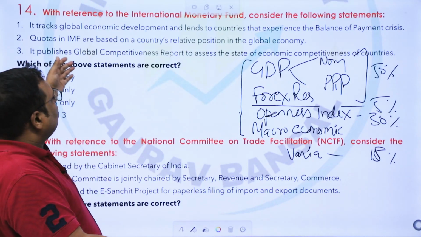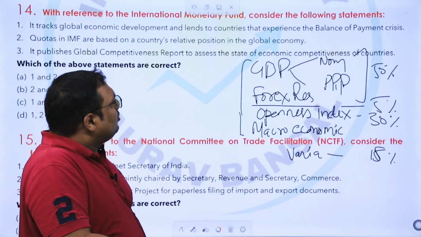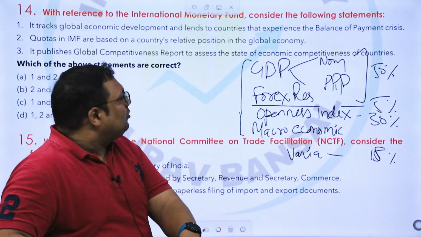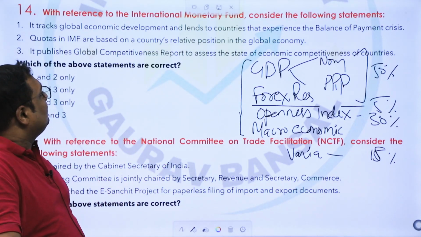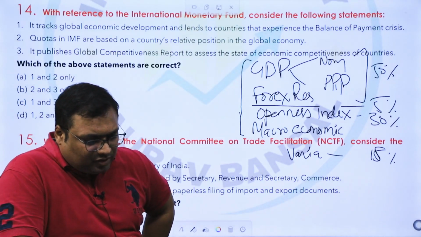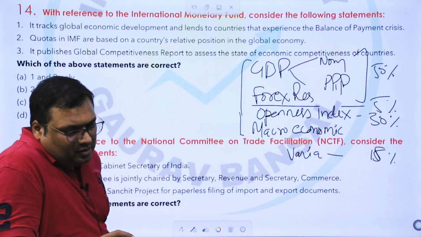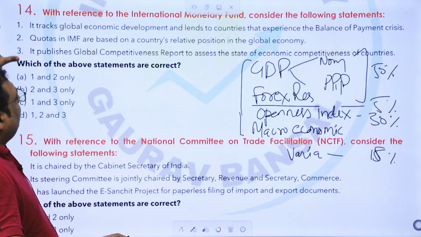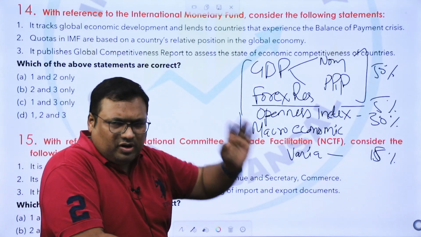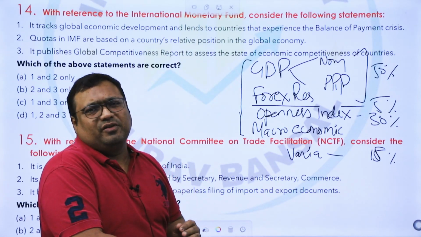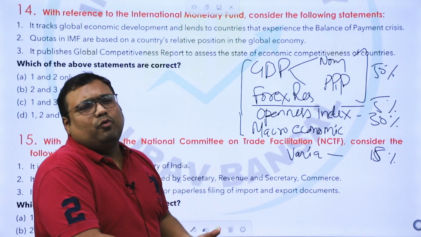Third, it publishes the global competitiveness report to assess the state of the economic competitiveness of the countries. IMF does publish a lot of reports, but this report is not published by IMF. IMF doesn't publish competitiveness. It is not even a domain of IMF, by the way. This is published by the World Economic Forum.